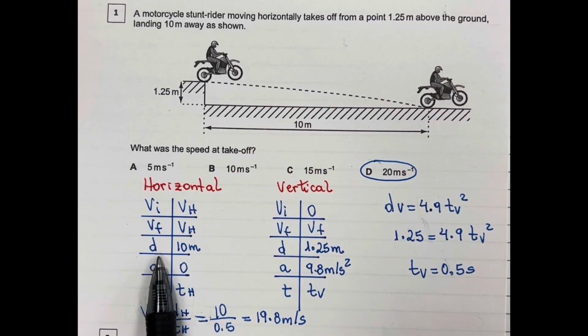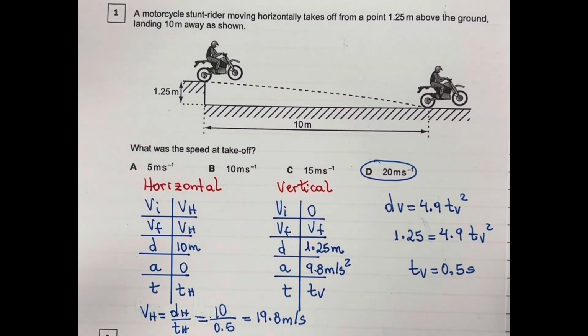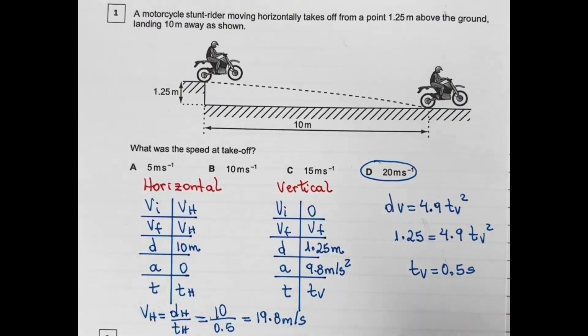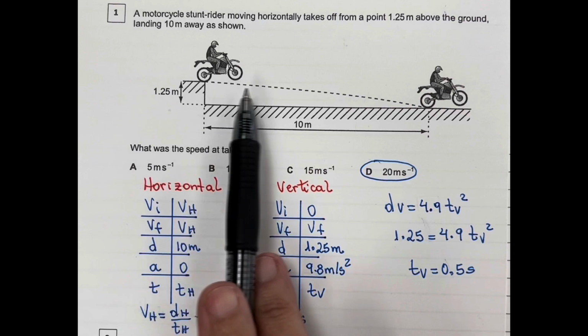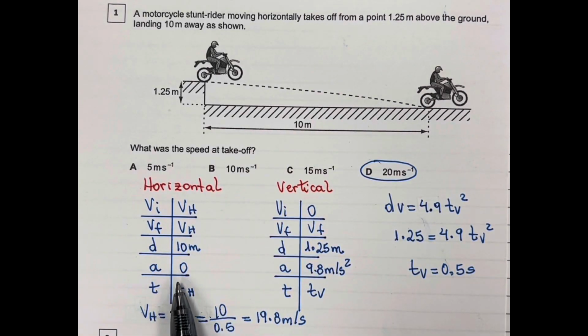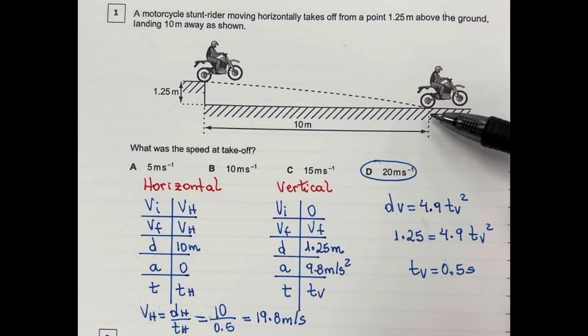And the distance here is the horizontal distance. It's like you are scanning the problem horizontally, so everything you need to see is in this direction. So the distance here is 10 meters. Because the velocity is not changing through this trajectory, the acceleration is 0. And the time they stay in the air until they hit the ground, we are going to call horizontal time.